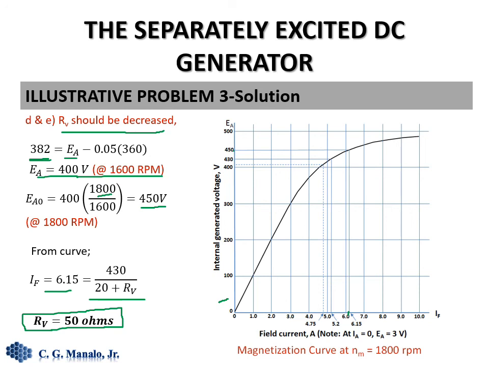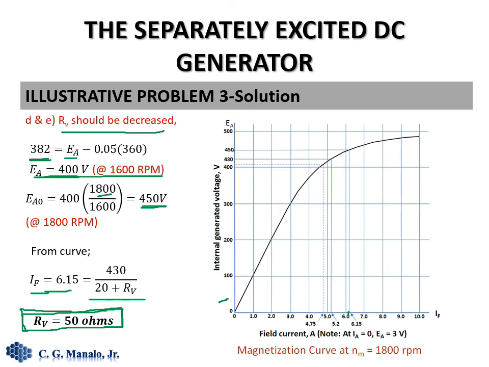It's also interesting to note that if we try to maintain this value of R sub B and then we cut off our load, what would happen to our terminal voltage? If we do that, take note that at a value of R sub B equal to 50 ohms, we have an I sub F of 6.15, and that means we get an EA of 450, and that is for 1,800 RPM. We normalize it again to 1,600 RPM, and we should get an EA of 400 volts.